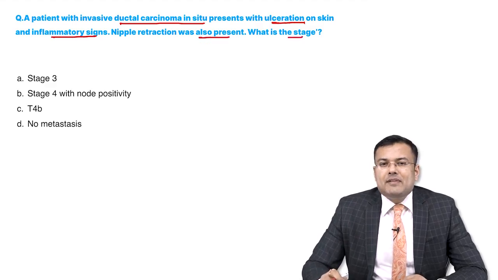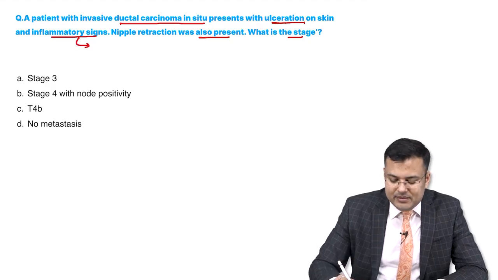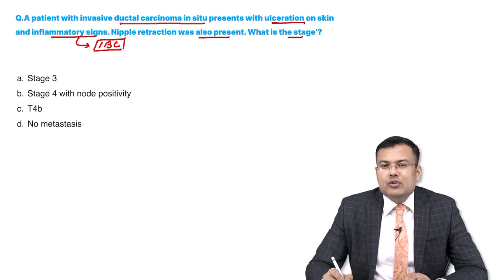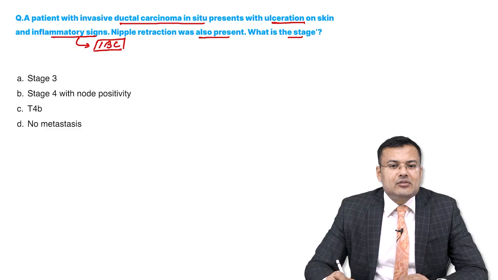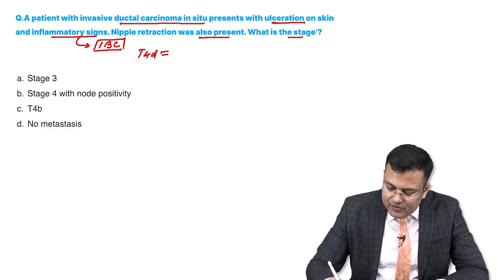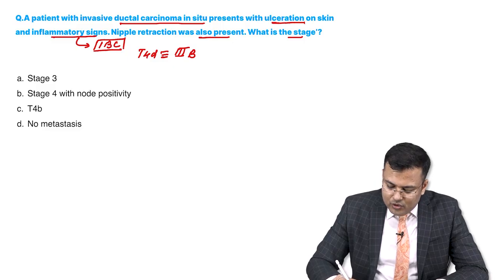So if there are inflammatory signs, there are ulceration also. So if inflammatory signs are there, it can be inflammatory breast cancer. If inflammatory signs are there involving more than 1/3 of breast skin, this is inflammatory breast cancer. And inflammatory breast cancer is T4D, and T4D corresponds to stage 3B. Stage 3B, right? No metastasis.